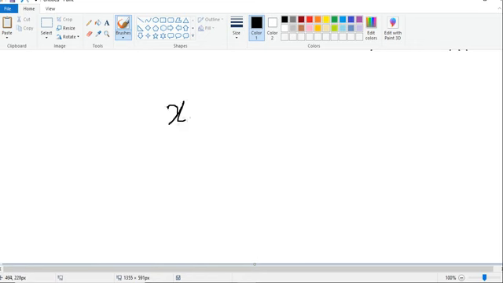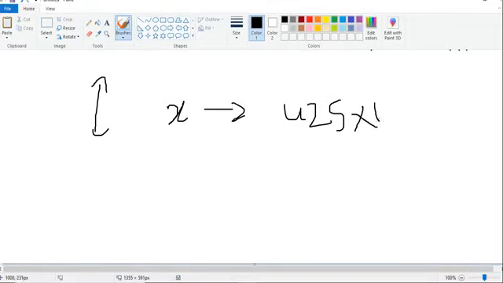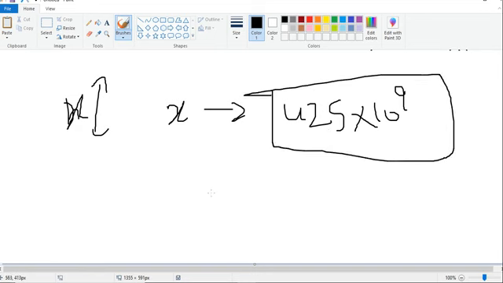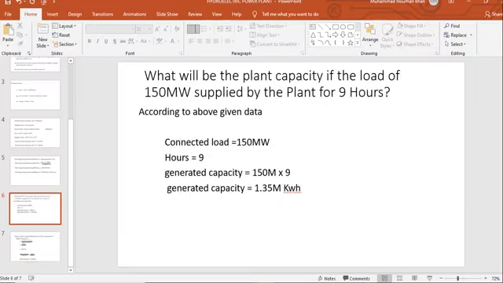We have the x value, and we are saying that this x value, this height, can produce total energy 425 into 10 raised to power 9. So this height h, which is x, can produce this energy. And now we have the second energy. What is this energy? This is 150 megawatt for 9 hours. So we have this energy also.